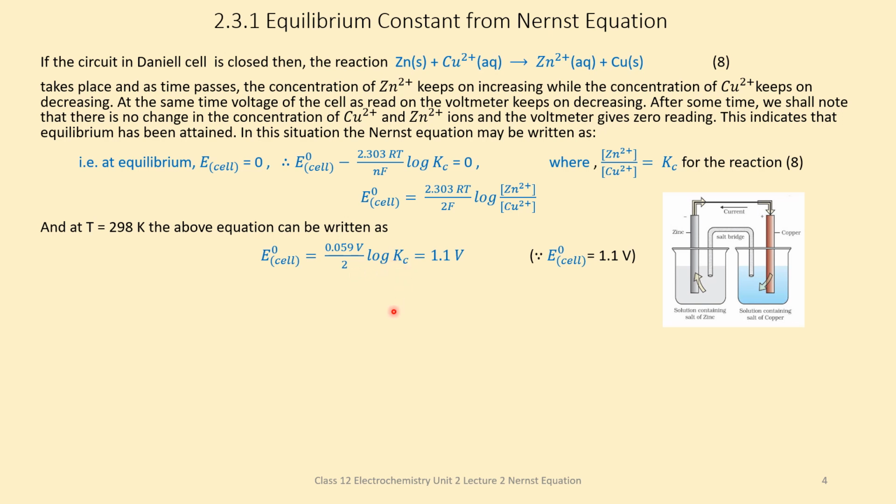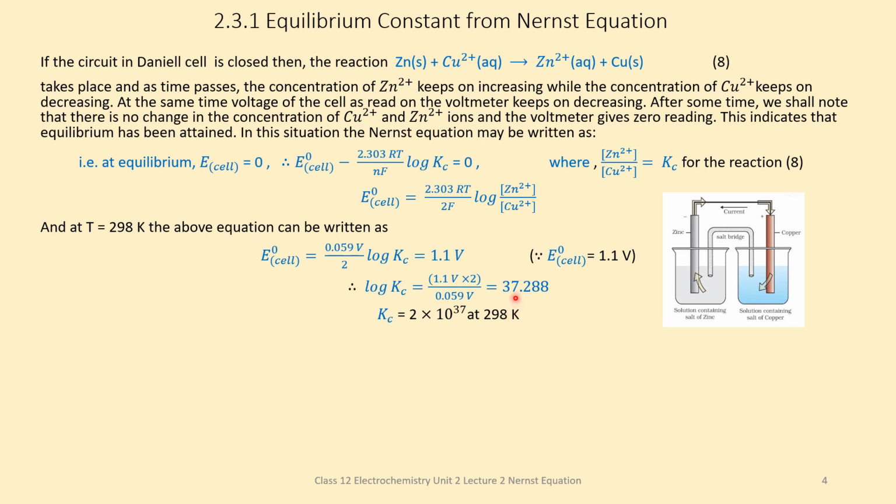And if we measure E naught of cell, it is 1.1 volt. From this we can calculate log of Kc is equal to 2 into 1.1 volts divided by 0.059 volts, that is equal to 37.288. So the logarithm of the equilibrium constant Kc is equal to 37.288.